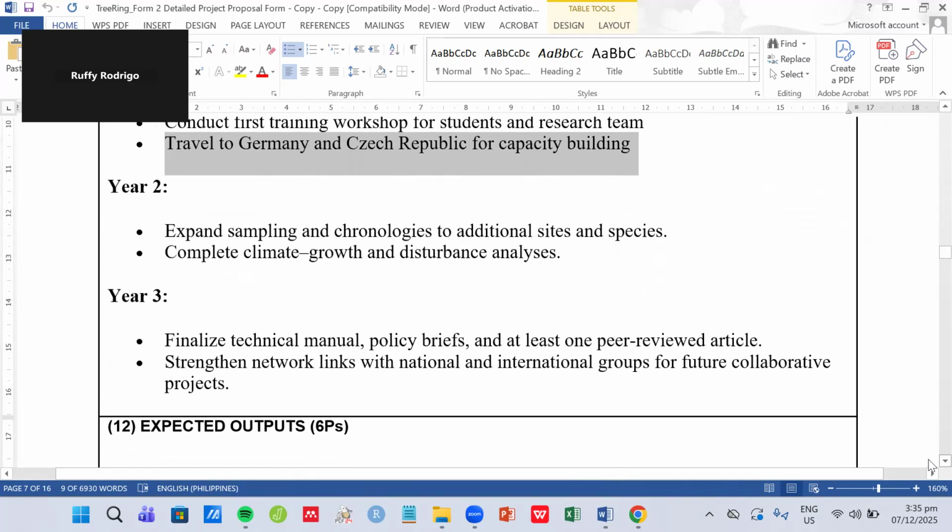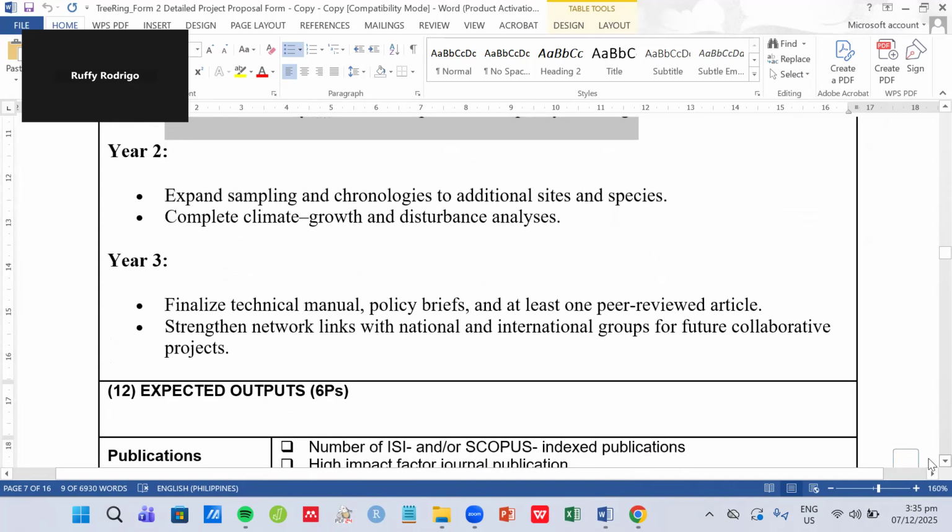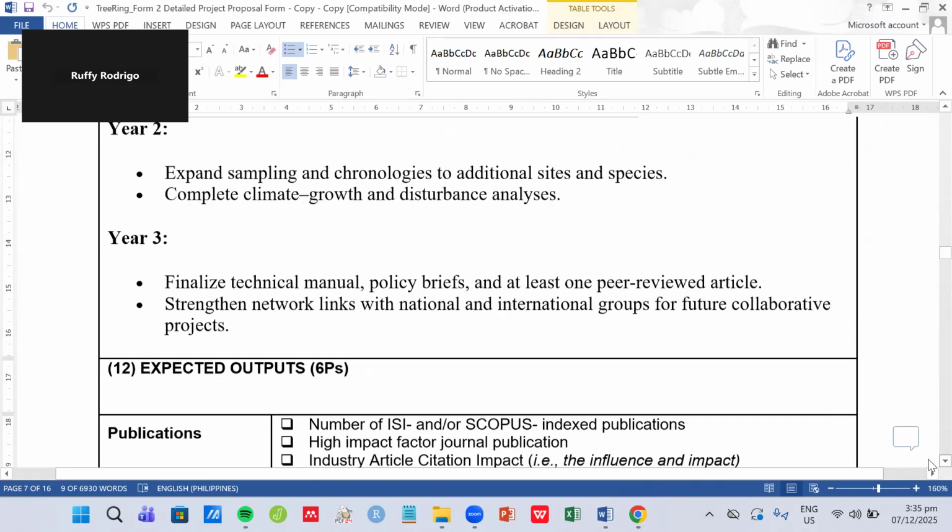Now, year two, you have to expand sampling and chronologies to additional sites and species, and complete climate growth and disturbance analysis. And year three is here. First, finalize the technical manual, policy brief, and at least one peer reviewed article. So it's just like a roadmap of where your project is going.